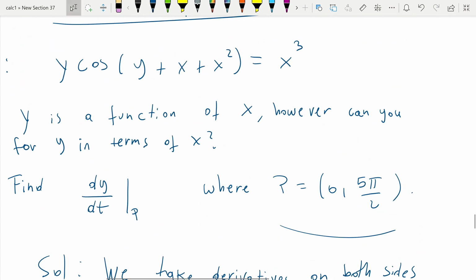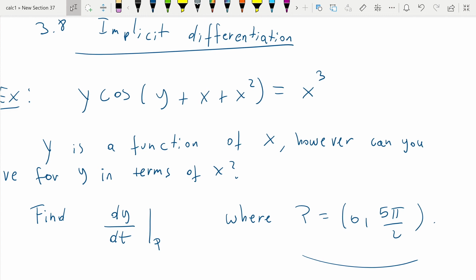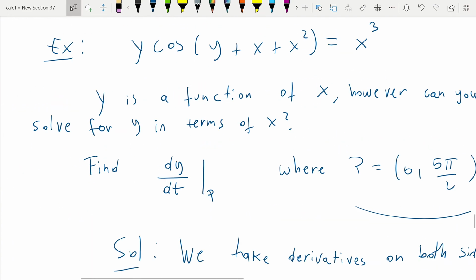But this can be easily checked. When x is equal to 0, the right-hand side is equal to 0. y is 5 pi over 2, but fortunately, cosine of 5 pi over 2 is 0, so you get 0 times 5 pi over 2, so we get 0 on both sides. And that is exactly what we need.